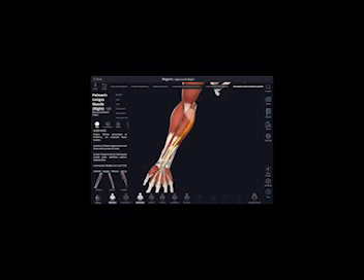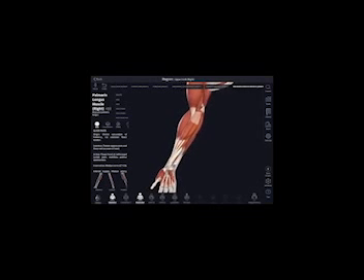Moving on, the last of the four is the flexor carpi ulnaris. Once again, it's on the ulnar side, so it makes sense, right? And this one inserts to the pisiform, hook of hamate, and then the base of the 5th metacarpal. So it has multiple insertions.